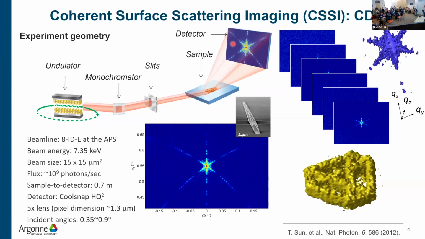The single shot reconstruction gives you a two-dimensional projection of the sample on the surface, but doesn't tell you the third dimension. But you can rock the sample, like rock the incident angles, right? You can construct a three-dimensional reciprocal space. Then you do a conventional phase iterative algorithm on that. You can get a three-dimensional structure.